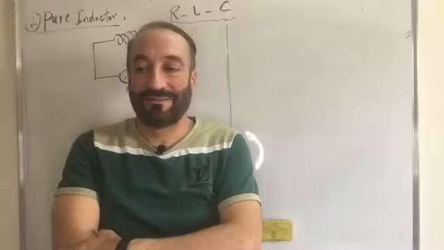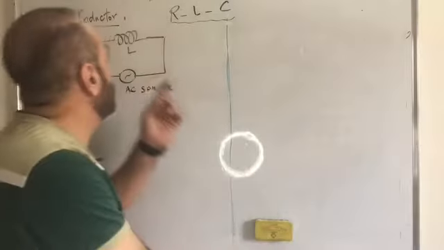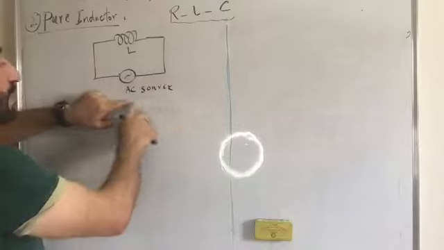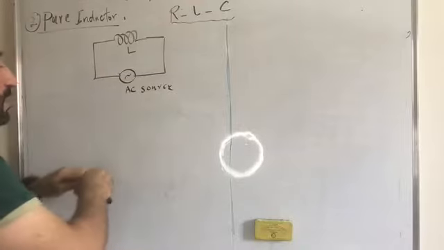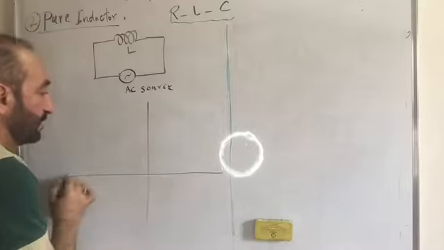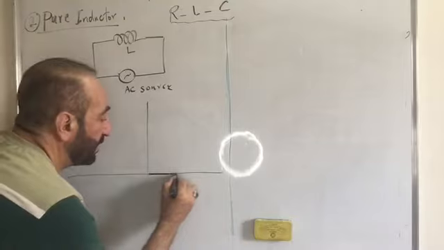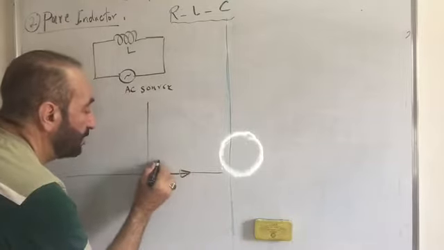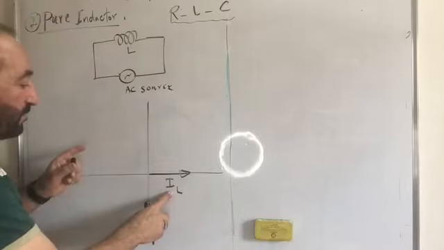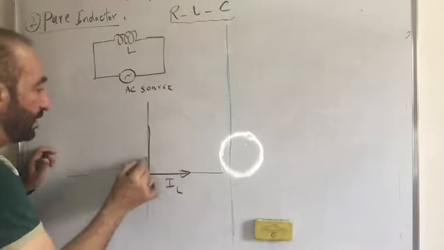And when we put an inductor, a coil, in the circuit, what happens? Pure inductor. If a pure inductor is connected to an AC source, now we can draw the phasor like this. This is the y-axis, this is the x-axis. If the current is here, I sub L, the current through the inductor, V sub L will be here.